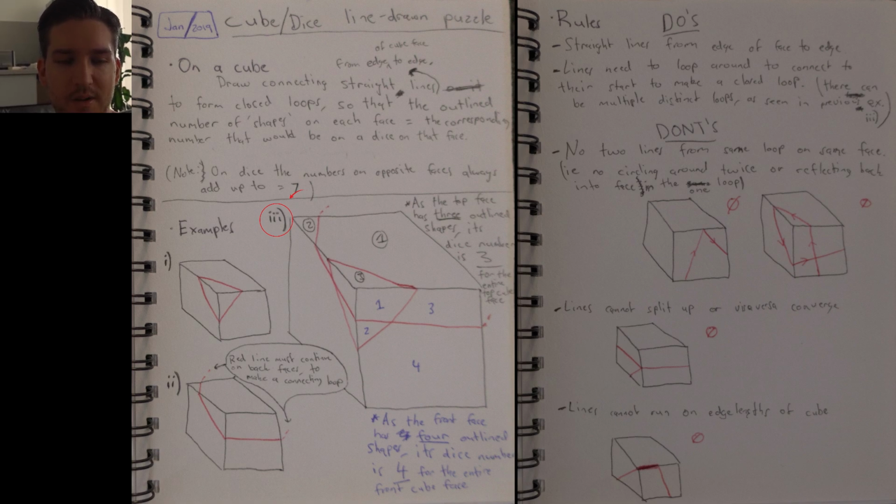So as you can see, the top face has 3 shapes enclosed by the edges of the face on the cube as well as the lines we drew. Therefore it would be dice number 3. The front face has 4, so it would be dice number 4, and in this example the left face would be 1, 2, 3, 4 as well. So it's not a correct solution, because dice don't have two 4 faces.